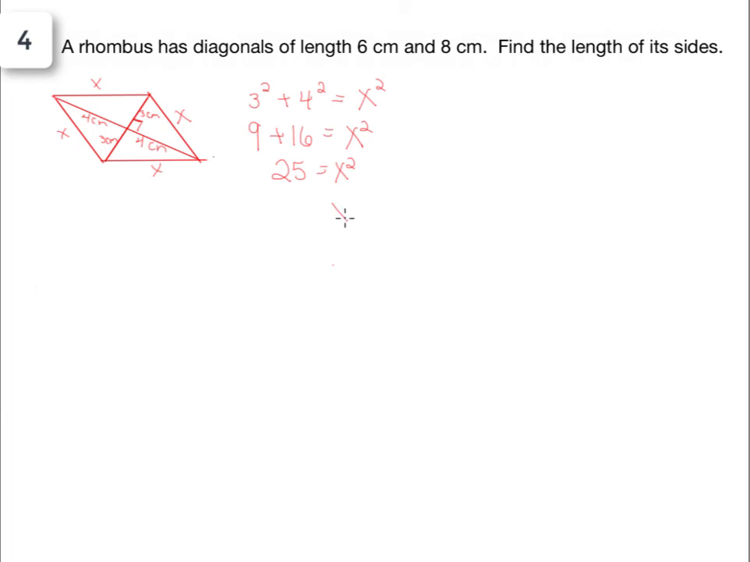And we find that each side of the rhombus is 5 centimeters long. So writing my answer in sentence form, the length of the sides of the rhombus is 5 centimeters.